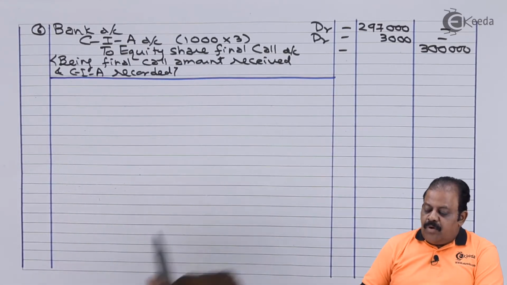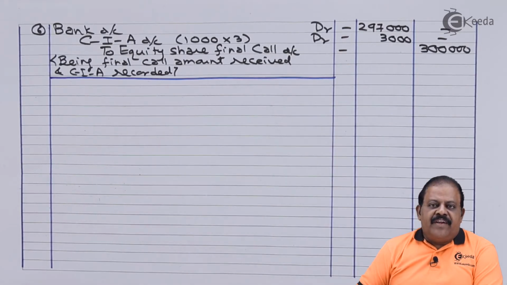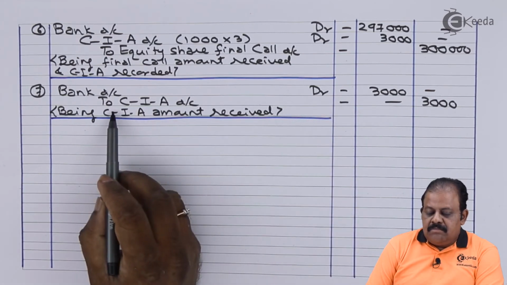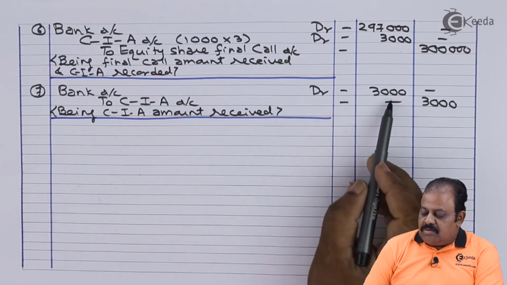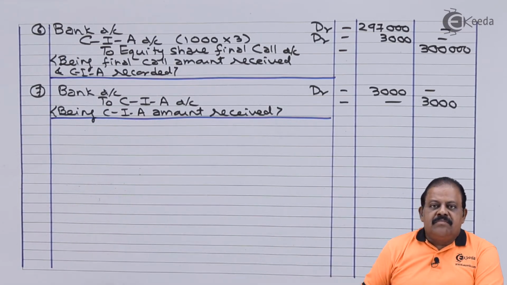Mr. Poor failed to pay 3,000 on the due date of the final call. He has paid the amount after 4 months. For these 4 months, the company has charged interest of 50 rupees. Let us record the entry for receiving calls in arrears amount first. Bank account debit to calls in arrears account 3000, being calls in arrears amount received.